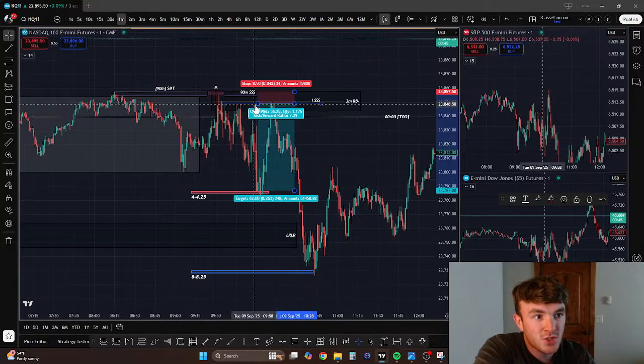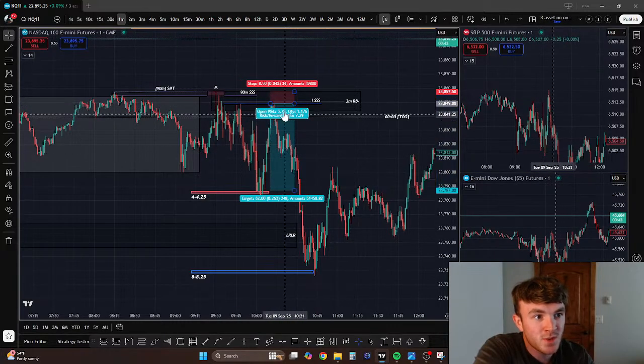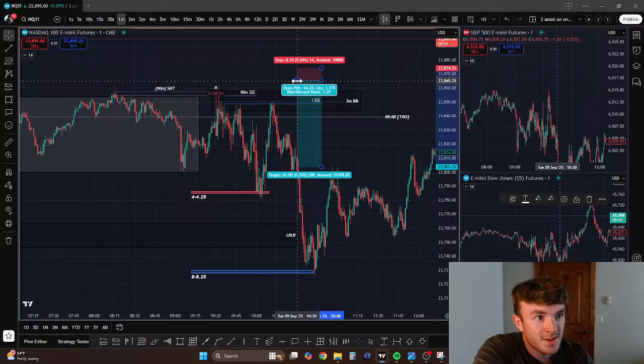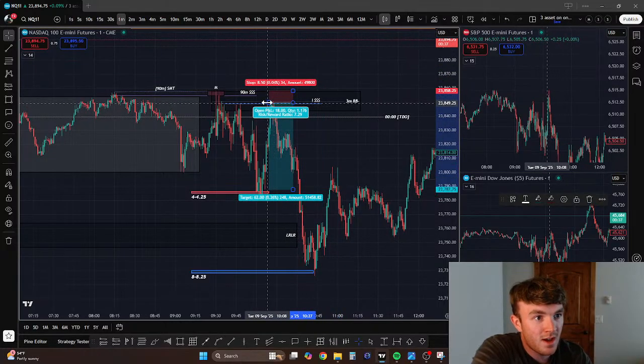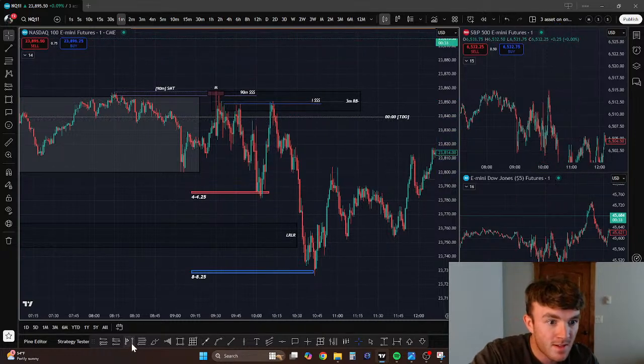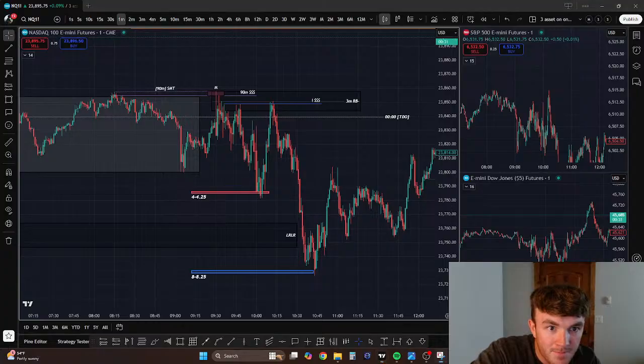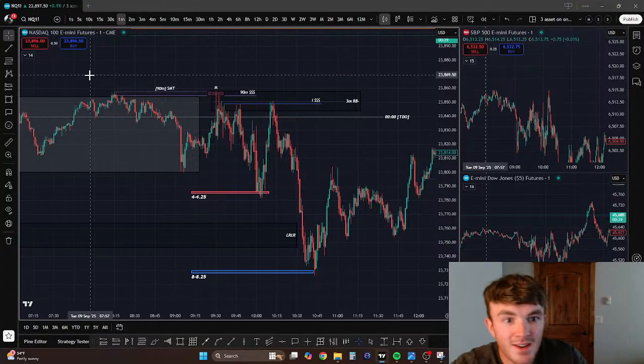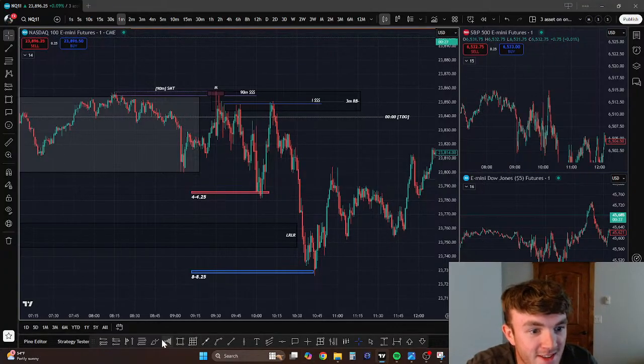But then, like I was saying, if you want to get ultra precise with this, like an absolute wizard, you enter as an inducement at the consequent encroachment, and you enter on an inducement of that high. No Bookmap or depth of market, pure price action.